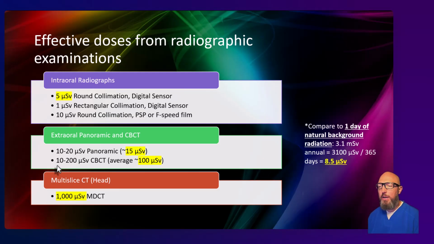A panoramic radiograph is going to be about 10 to 20 microsieverts, or on average about 15 microsieverts. And compare that with a CBCT. Of course, these numbers vary widely depending on the field of view, depending on the settings used. But on average, so this is a good number to keep in mind, it's about 100 microsieverts. So about the equivalent of an FMX or about 20 intraoral radiographs. Then just for comparison, multi-slice or medical CT is going to be about 1,000 microsieverts, so that's 1 millisievert. So it's about 10 to 20 times the dose of a CBCT.